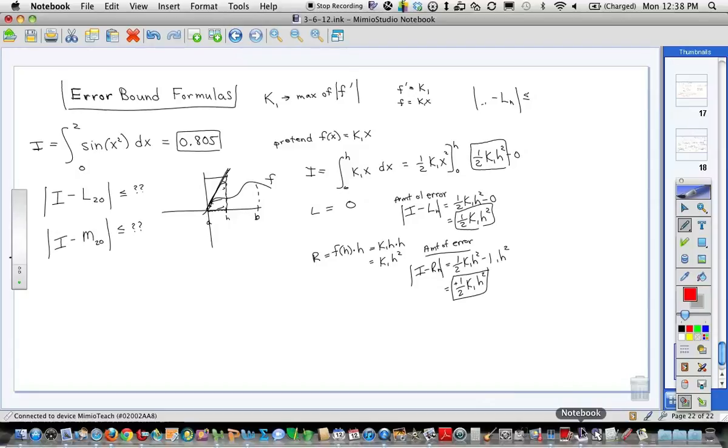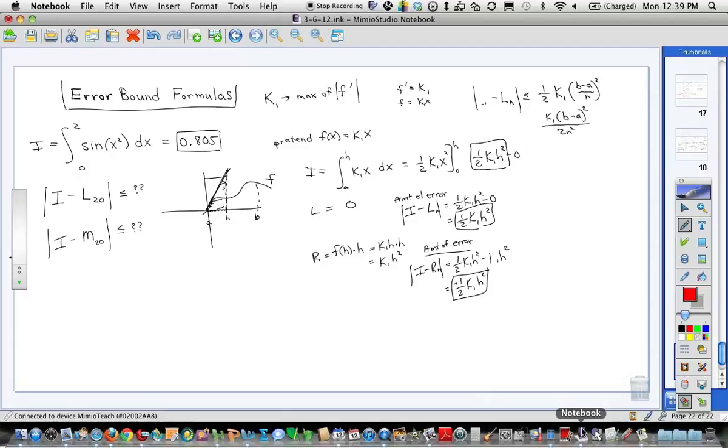Now, let's rewrite it instead of h. What's another name for one width? Delta x, and what's a little formula for delta x? B minus a over n. B minus a over n, right? Okay? So, let's rewrite this as 1/2 K1 times (B minus a over n) all squared. Correct? And now let's square that out, and then the 2 would be on the bottom and the n squared would be on the bottom. So I'd have K1 (B minus a) squared over 2n squared.